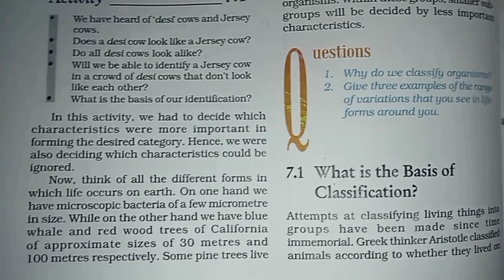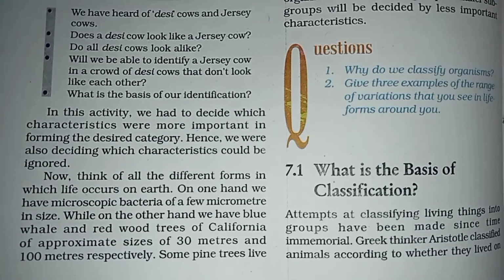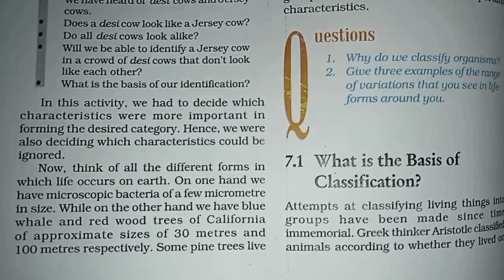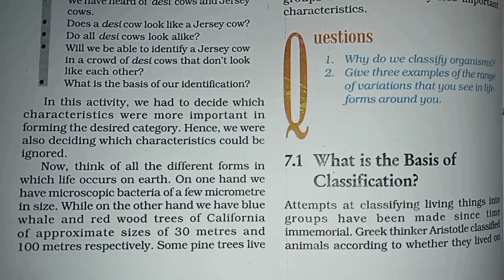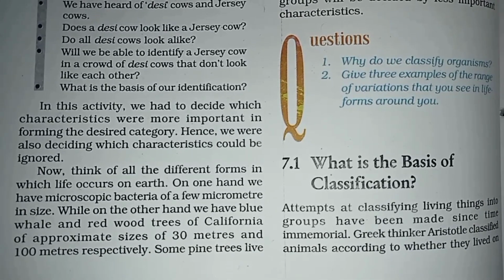Questions: 1. Why do we classify organisms? 2. Give three examples of the range of variations that you see in life forms around you. 7.1 What is the basis of classification?